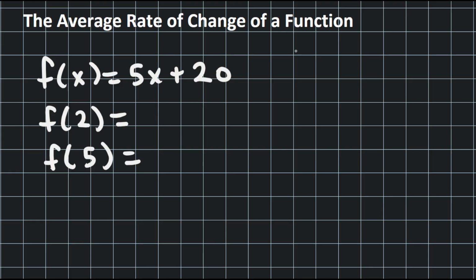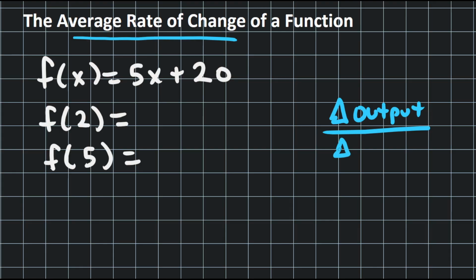So first, let's write down the formula for the average rate of change. The average rate of change is the change in output divided by the change in input. This triangle right here is the Greek letter delta, and it's used to represent change. It's the symbol for change in mathematics. Delta output over delta input just means the change in output divided by the change in input.